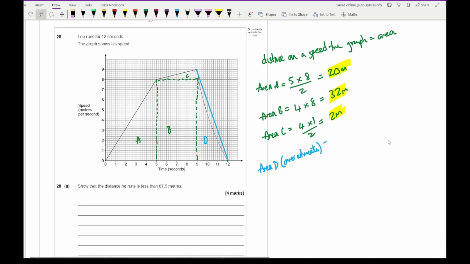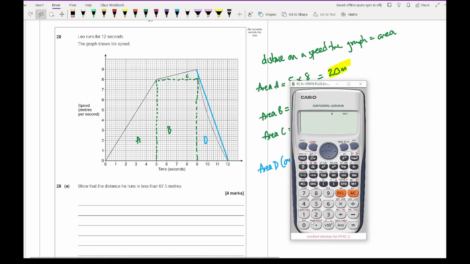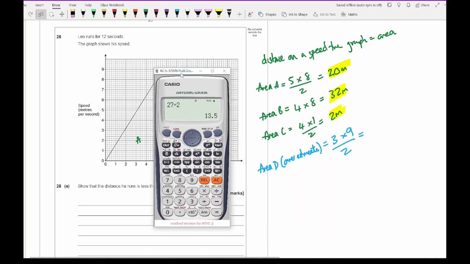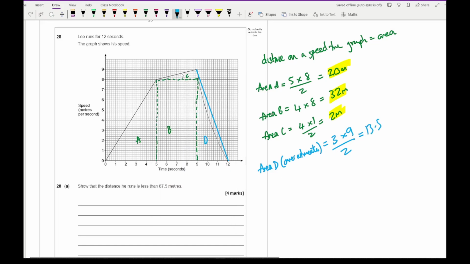So here the overestimate is going to have a base of 3, a height of 9, and I'm going to divide that by 2. So 9 times 3 is 27. 27 divided by 2 gives me 13.5. So 13.5. Now I've overestimated here.